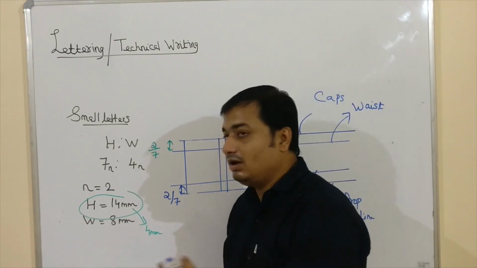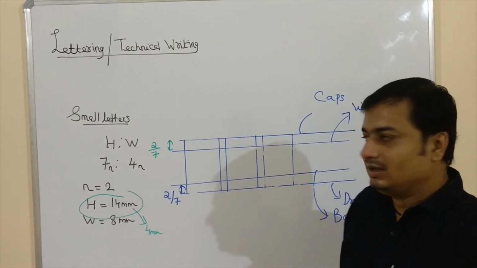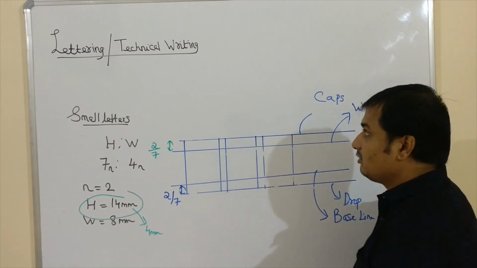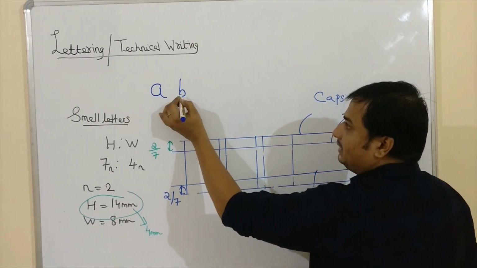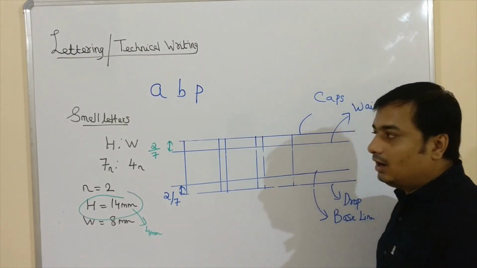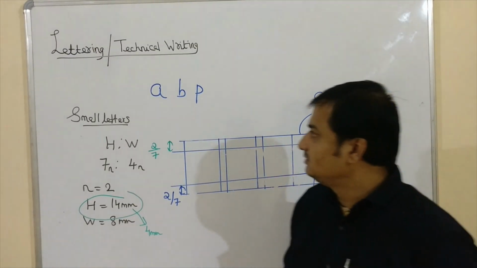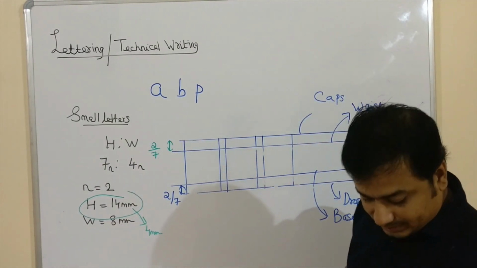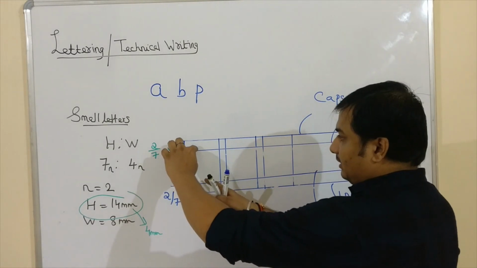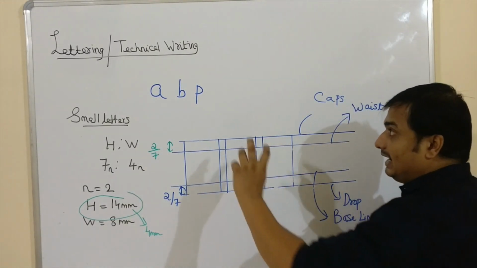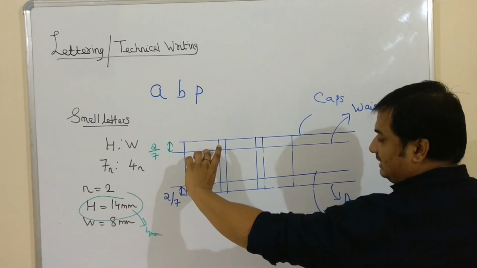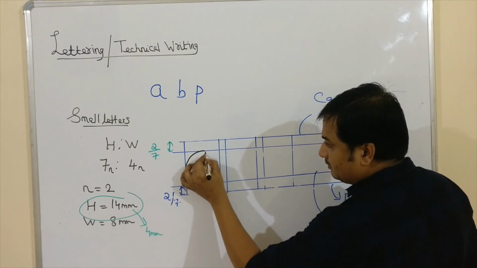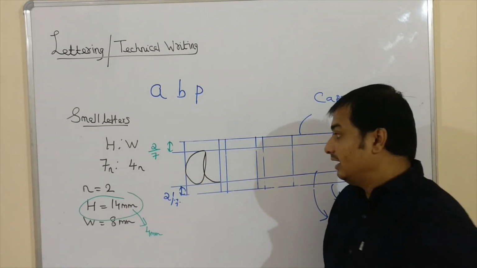Now, how to write small alphabets? Today I am going to just explain how to plot small alphabets. Small letters are of three types: some like A, some like B, and some like P. If you want to write an A-type alphabet, it should lie between waistline and the baseline. So A-type alphabet should be written like this.